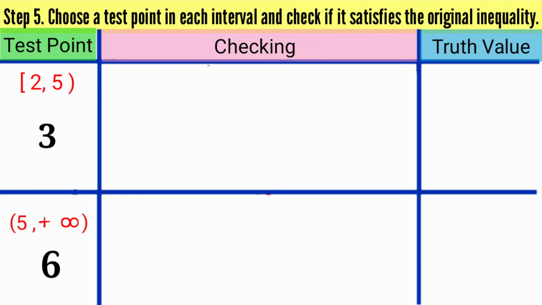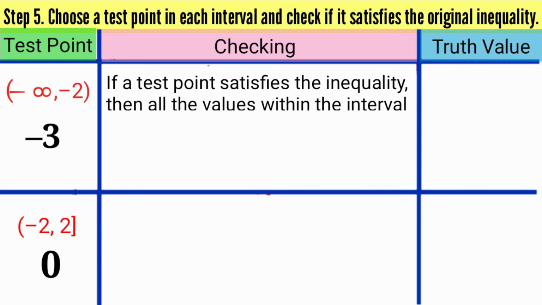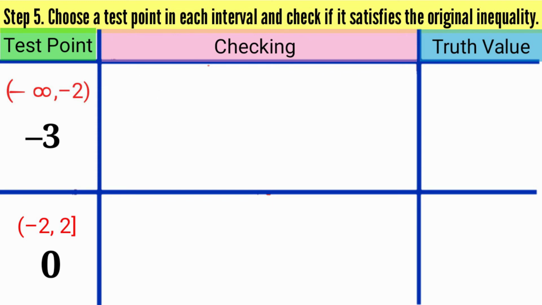Now let us test each value to see if it satisfies the original inequality. I suggest creating a table like this to make it easier to identify which interval is the solution to the given rational inequality. Take note that if the test point satisfies the inequality, then all the values within the interval also satisfy the inequality. Okay, let's do it.